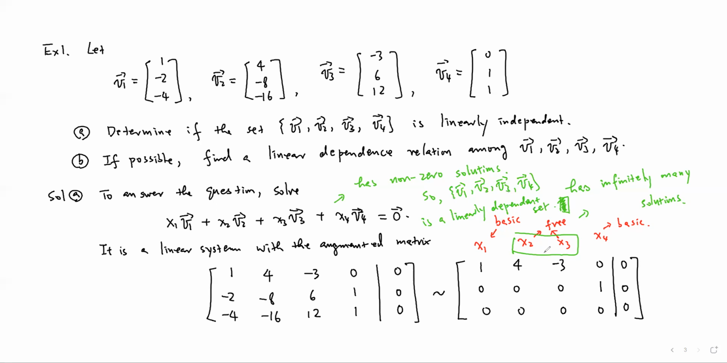Now, second question. If possible, find a linear dependence relation among the vectors. What the second question means? Second question means find one particular solution to this vector equation. Okay. Now, reduced echelon form is here. Now let me write the echelon form in equations.